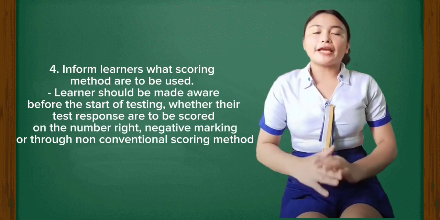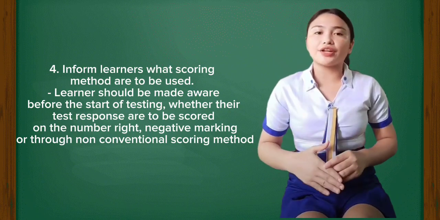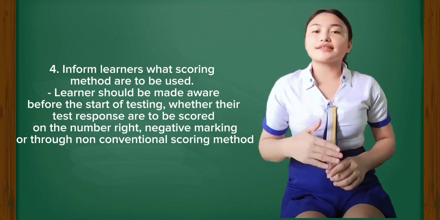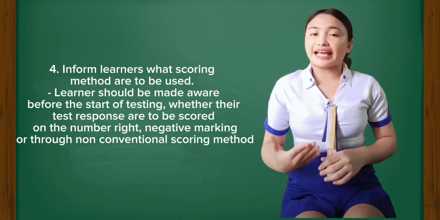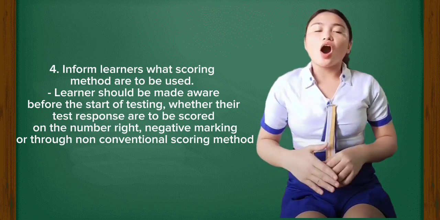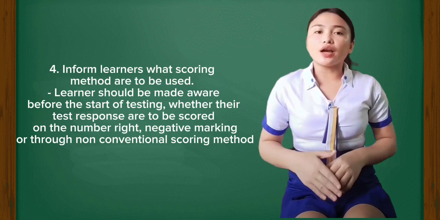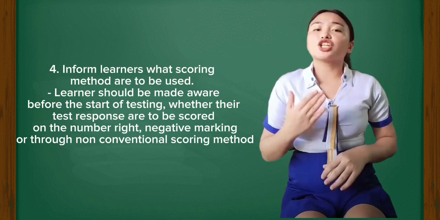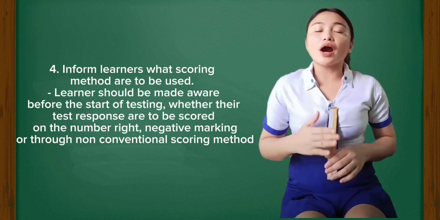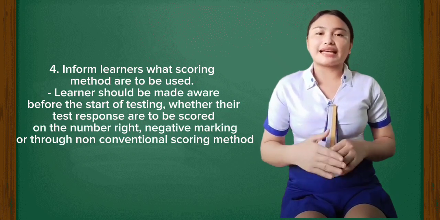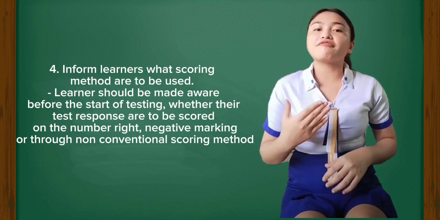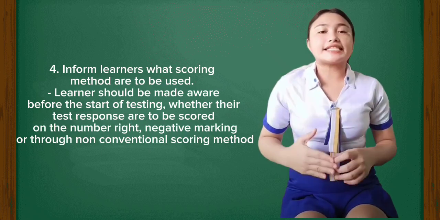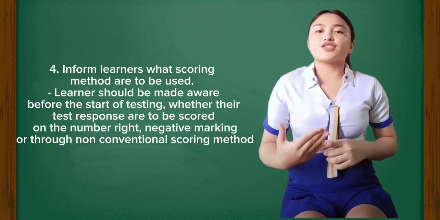So number 4, inform learners what scoring method is to be used. Learners should be made aware before the start of testing whether their test responses are to be scored on the number right, negative marking, or through non-conventional scoring methods, such that learners will be guided on how to mark their responses during the test. Such instruction should be followed and applied consistently to every learner in the same class or in the same course but different classes.